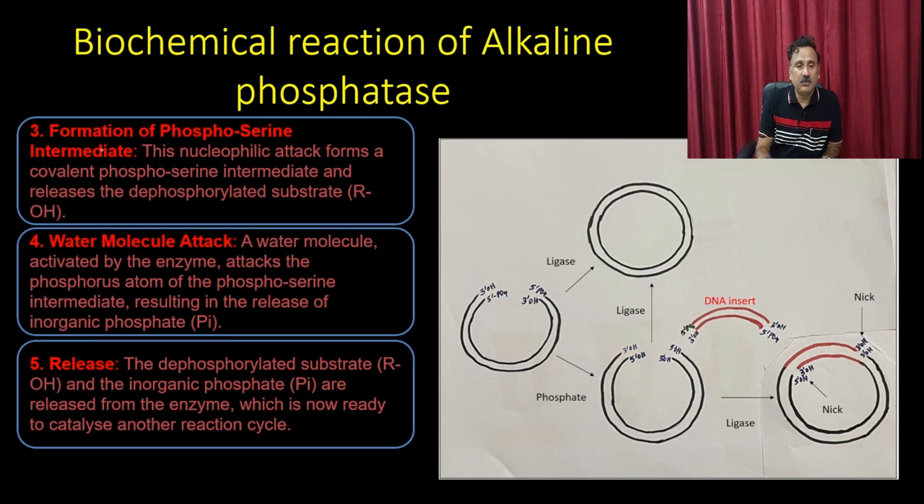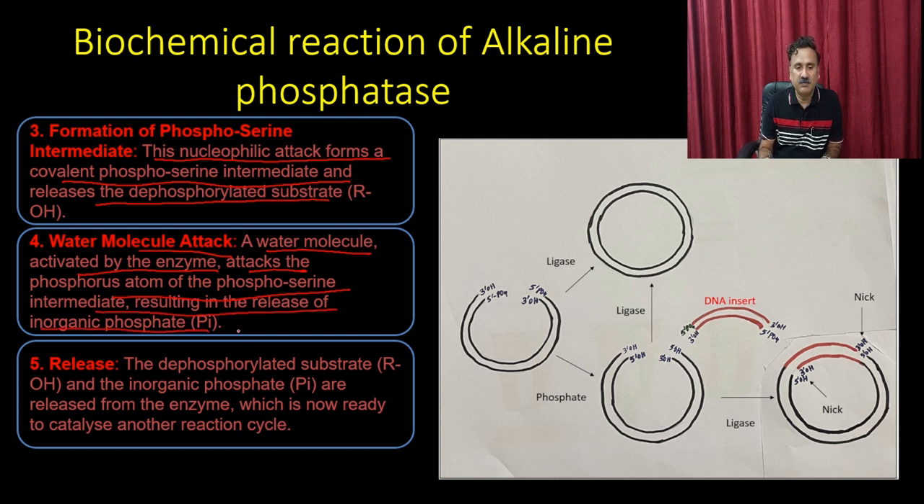Then it is actually going to have the formation of phosphoserine intermediate. So, this nucleophilic attack forms a covalent phosphoserine intermediate and releases the dephosphorylated substrate. Then there will be a water molecule attack. So, a water molecule attacked by the enzyme attacks the phosphate group of the phosphoserine intermediate, resulting in the release of the inorganic phosphate, which means the phosphate group which is present onto the 5' end of the insert is going to be released. And then the dephosphorylated substrate and the inorganic phosphate are released from the enzyme, which is now ready to catalyze another reaction cycle.